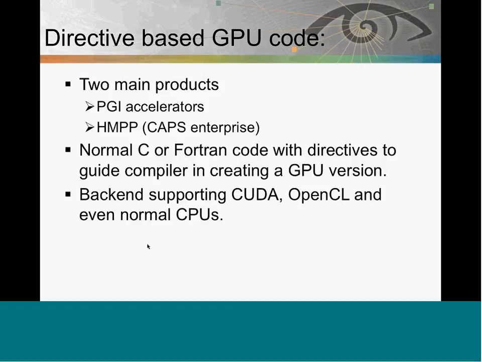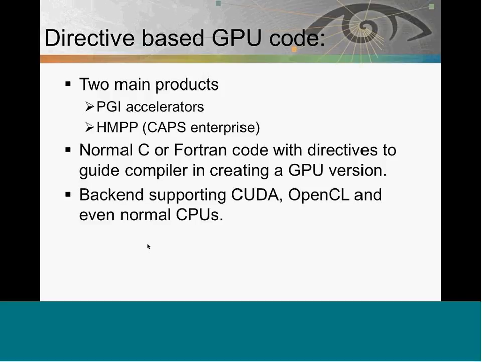And right now there are two main products, one from PGI and another from HMPP. You can use these directives like OpenMP directives in your C and Fortran code, like a pragma, and you run this for loop on GPUs, or a pragma and you run this section on GPUs. There are also directives for data transfer, so you don't need to say cudaMemcpy or cudaMalloc, it is all handled.